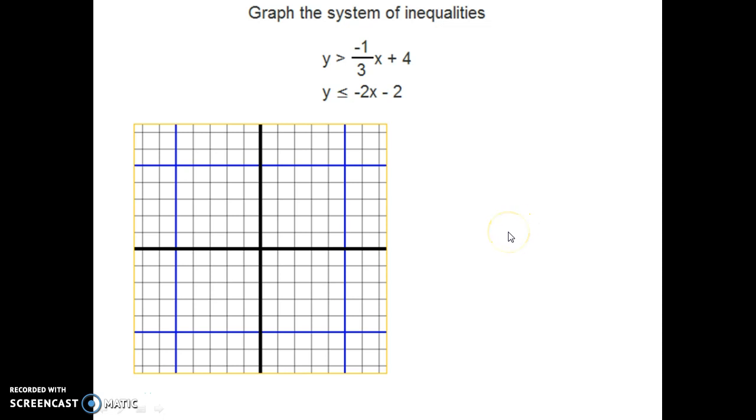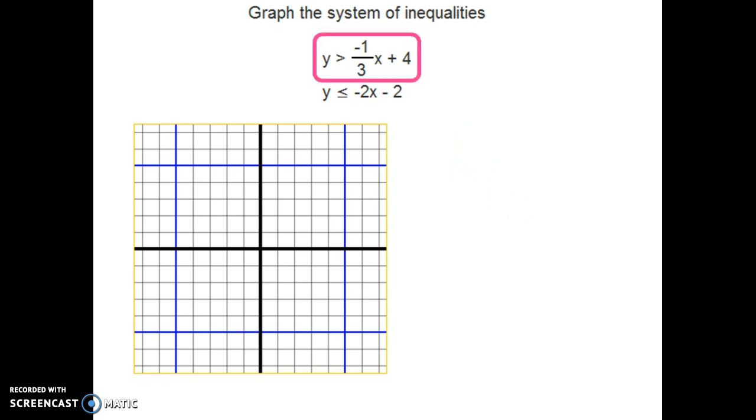Graph the systems of inequalities. Notice here we have all 4 quadrants. We don't have a scenario tied to this. We just have inequalities on a coordinate plane. So here it's okay to have all 4 quadrants, and it's okay to have negative values.